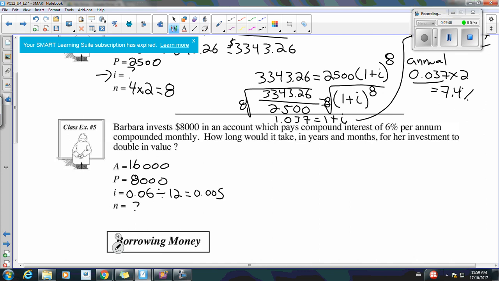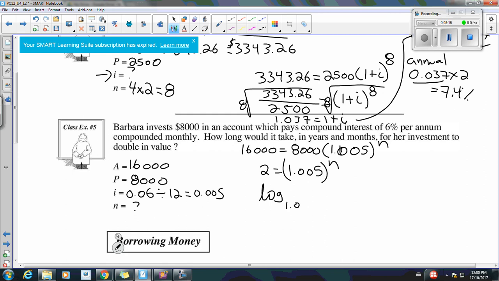In this case, we are looking for n. So when we substitute in, we have 16,000 equals 8,000 times 1.005 to the n. Again, we'll start by dividing everything by 8,000. Now we need to use logarithms to get to that exponent. We could take the log of both sides, but this time I'm going to do something different. I'm just going to change this to log form. So in log form, it is log base 1.005 of 2 equals n.